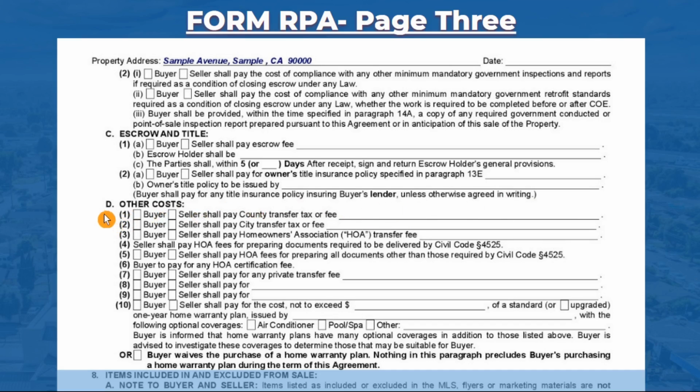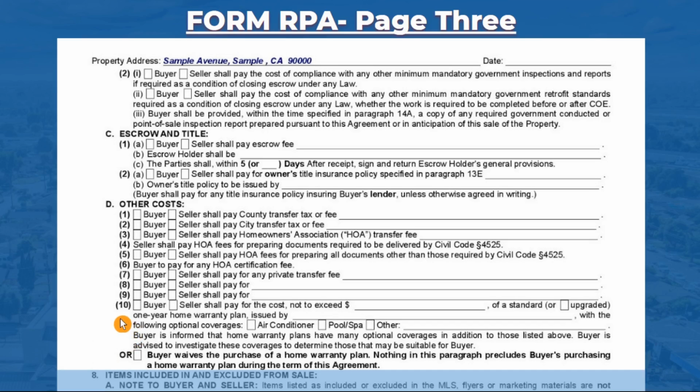Other costs, depending on what the cost is, most of these would fall to the seller to pay, but we would go through them each when you're writing up a contract and determine if that's the case in your situation.